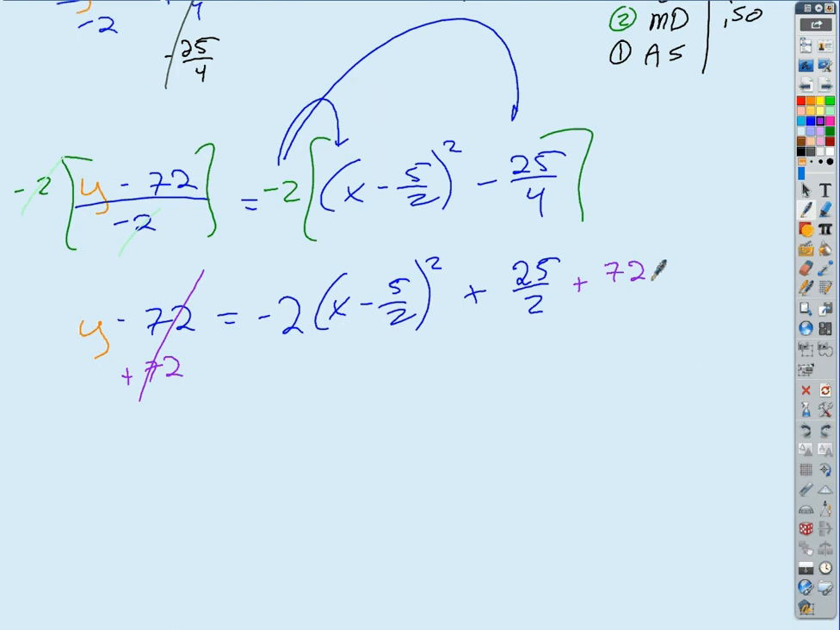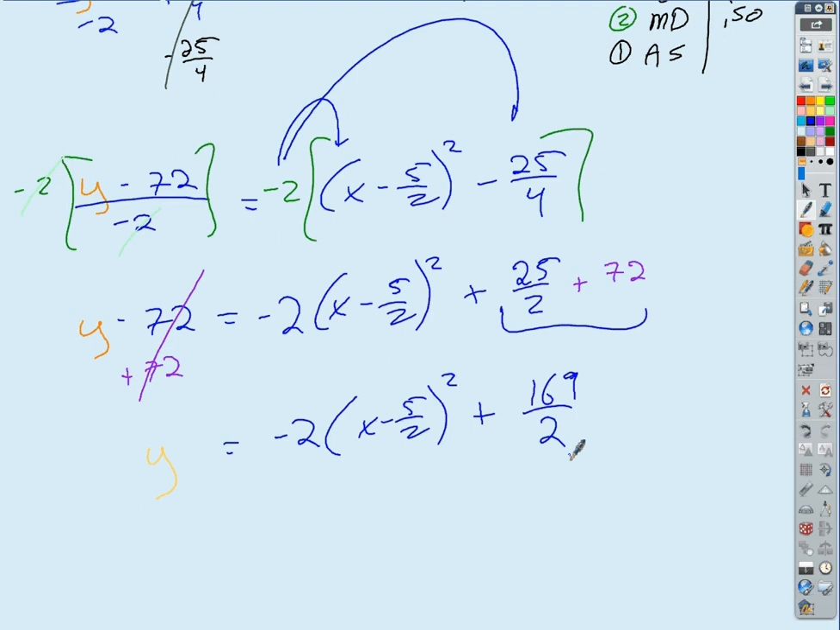What's 72 if I write it with a common denominator of 2? If I multiply by 2 over 2, isn't that 144 over 2? 144 plus 25 is 169. Right, so all this stuff, we get what we're supposed to get. We get y equals negative 2 times x minus 5 halves squared plus 169 over 2, right? Either way, we get the same thing. Take your pick. Okay? It's a process, though, isn't it?